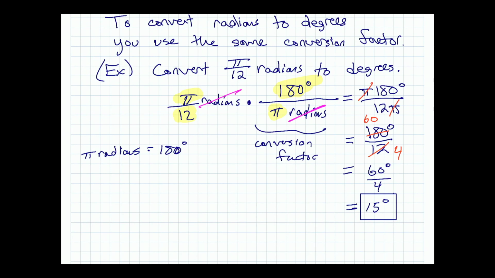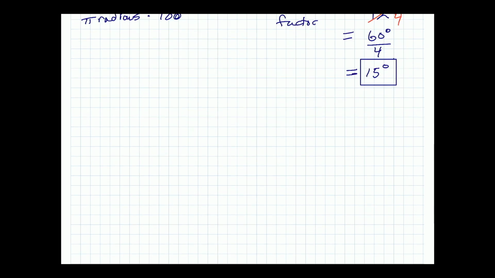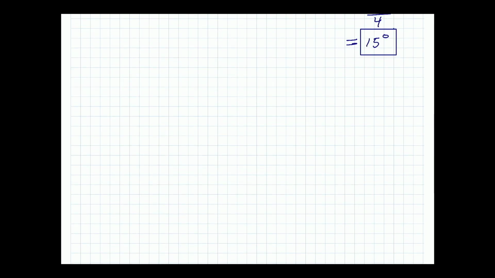Okay, so another topic that you're going to have on the homework, other than converting back and forth between radians and degrees, is what they call coterminal angles. Now, before we talk about coterminal angles, we have to make sure that we understand what standard position is. So I need to define that. So let us do that.